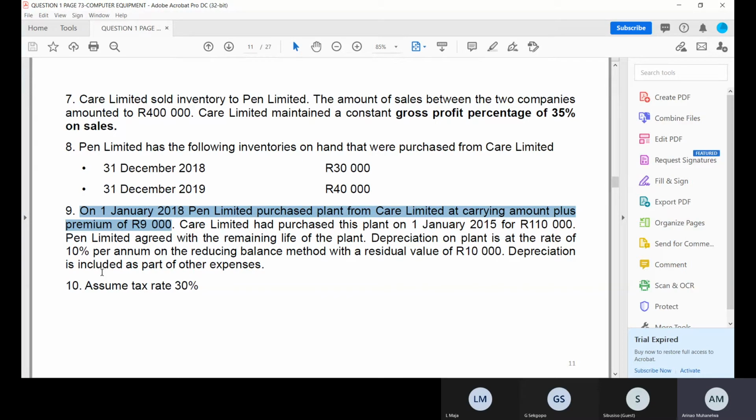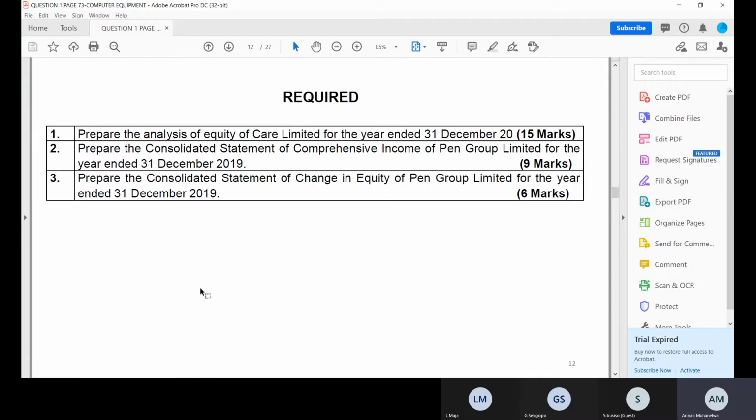Loan, we dealt with it. Dividend, we dealt with it in the previous class example. Lastly, assume the tax rate is at 30%. So the next slide again is the required. It's quite a big question, but we can break it down and see where we start and what is the easiest way.